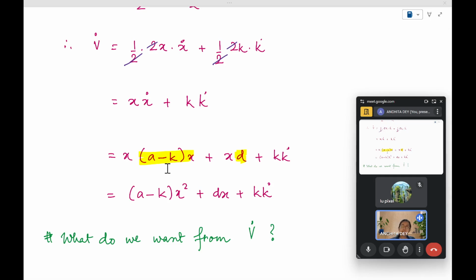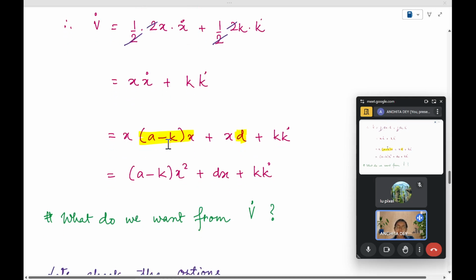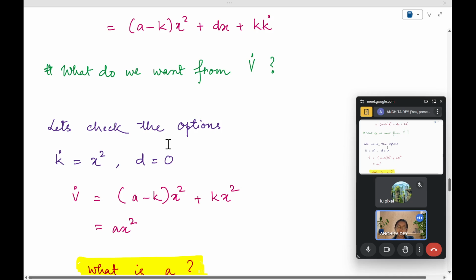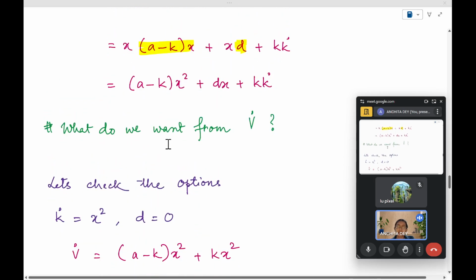Now the question is, what do we want from v dot, right? We just want v dot to be at least negative semi-definite. If it's negative definite, that's even better for us. So we will see what we can obtain by checking all of the options. Please note down the expression, which is v dot equal to (a minus k) into x square plus dx plus k dot.